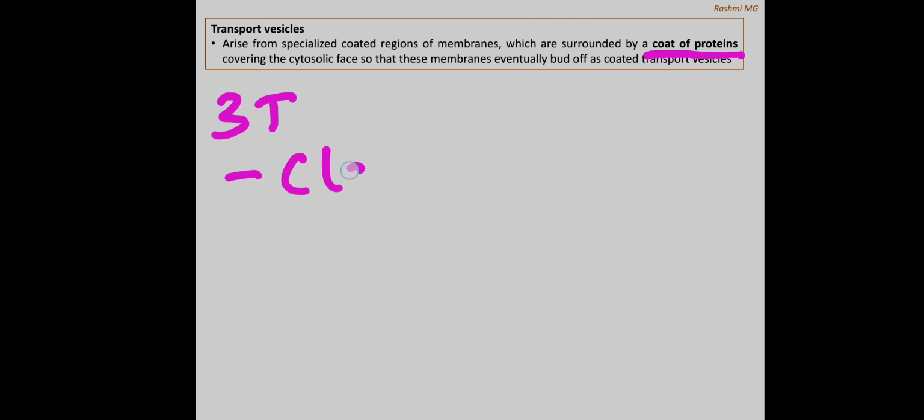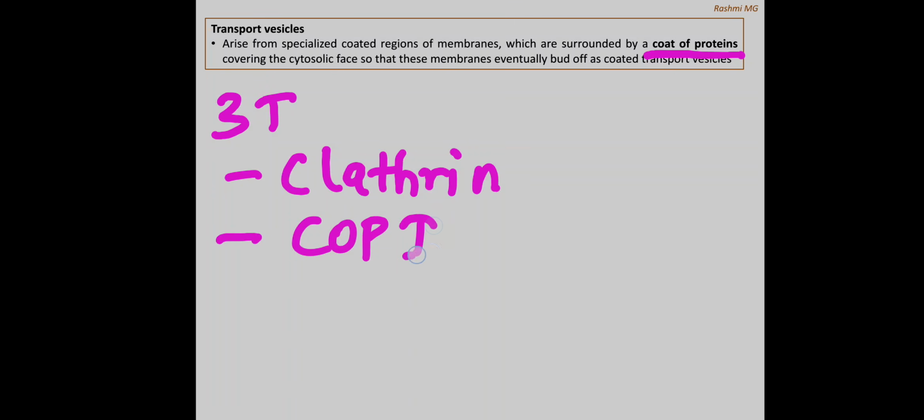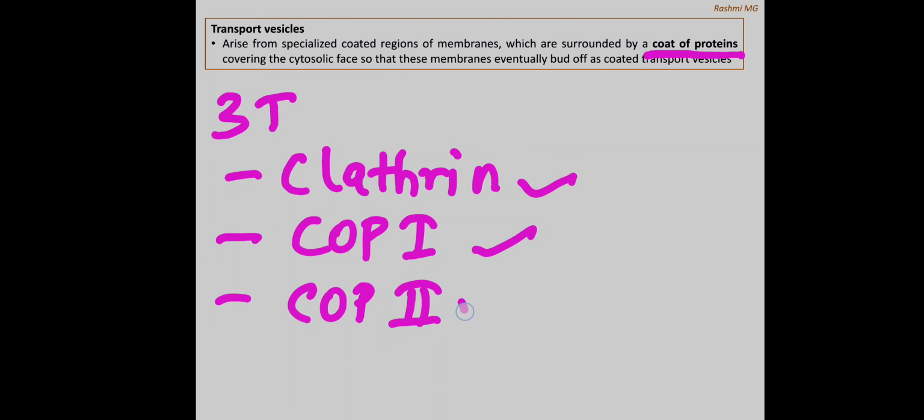One is clathrin coated vesicles. Second one is COP1 coated protein transport vesicles, and third one is COP2 coated transport vesicles. All these are different in their protein coat and are formed by reversible polymerization of distinct sets of protein subunits.